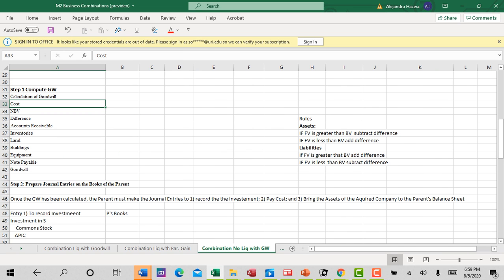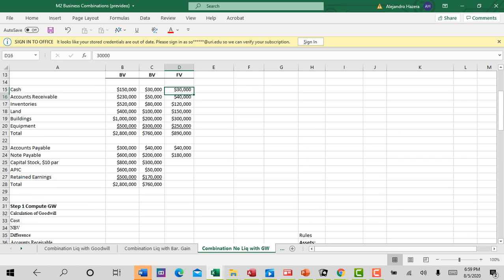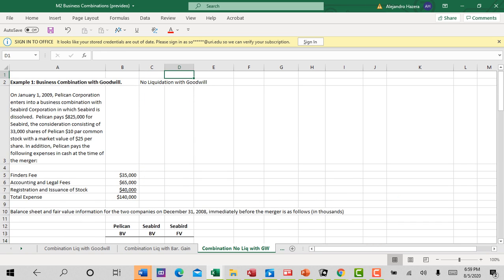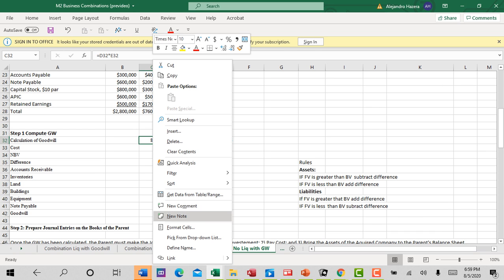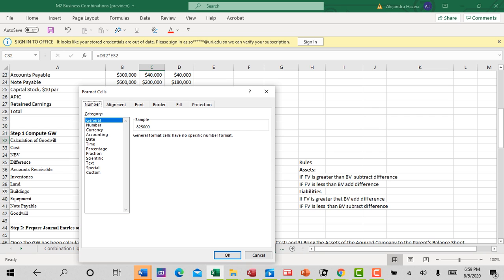Okay, so let's start the process here. Let's compute the cost again. Hopefully I'm going to have time for this. If not, I'm going to have to do something to cut it short. The cost of this is 33,000 shares at $25 per share. So we'll put the cost right here. It's 33,000 shares at $25 per share, so the cost is going to be 33,000 times 25. 825,000 will be the cost. Those are dollars right here.